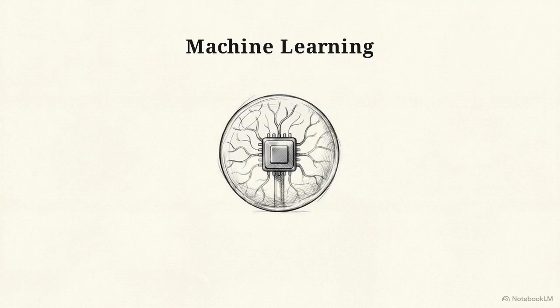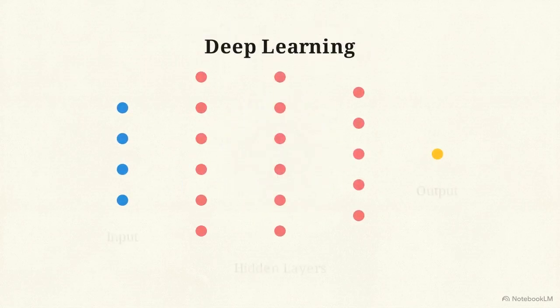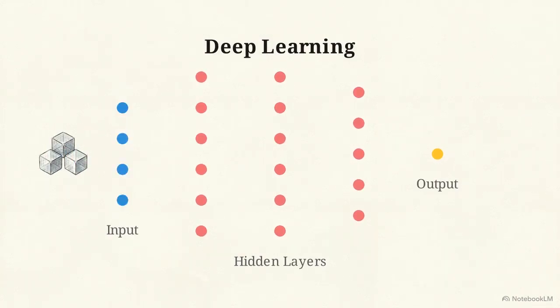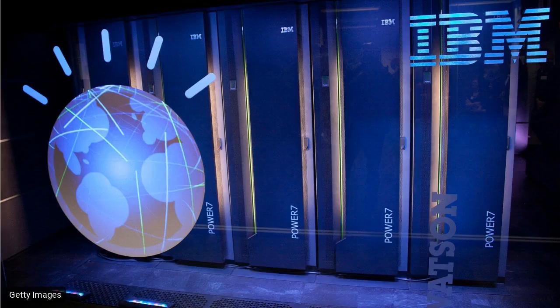If we zoom even deeper into machine learning, we find a specialized core called deep learning. This structure is inspired by the human brain. Information enters an input layer, travels through a complex web of hidden layers, and comes out the other side as a finished result. For a machine to learn this way, it needs an immense amount of data to study and significant computer power to handle the complexity.